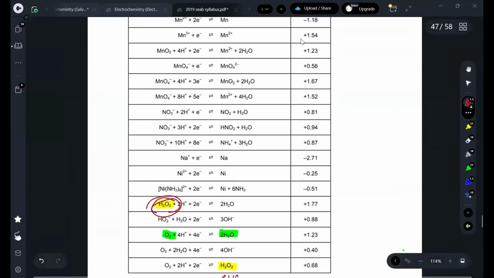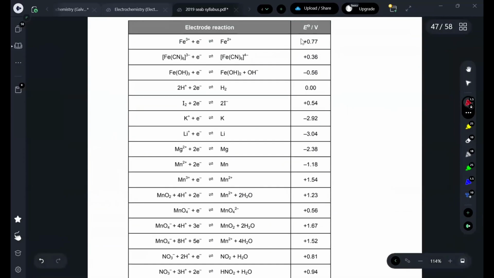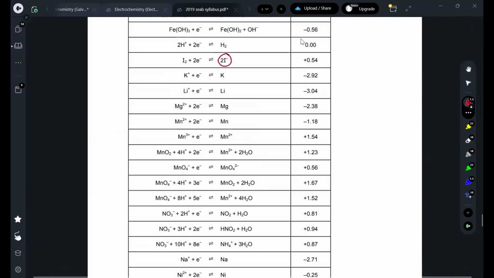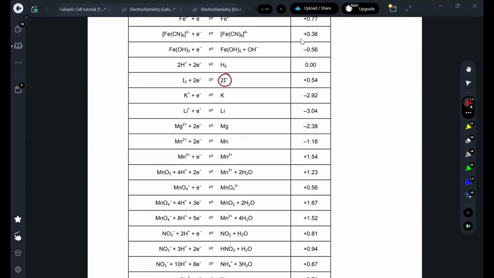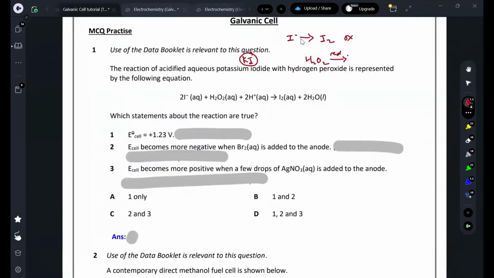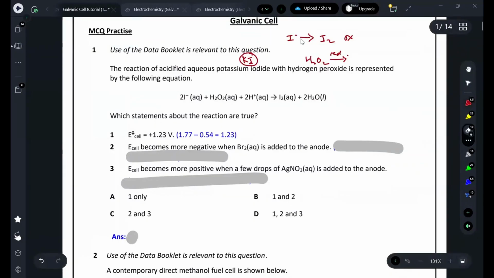Then the iodine, where's iodine? Oh, iodide, sorry, not iodine, iodide. Next, on the right hand side. Oh, good. One on the left hand side, one on the right hand side. You just take the value minus off. Okay, so the left hand side is 1.77 minus 0.54. When you come back, you realize that it is 1.23. It's correct, 1.23. So statement 1 is okay. Basically, just do the calculation.